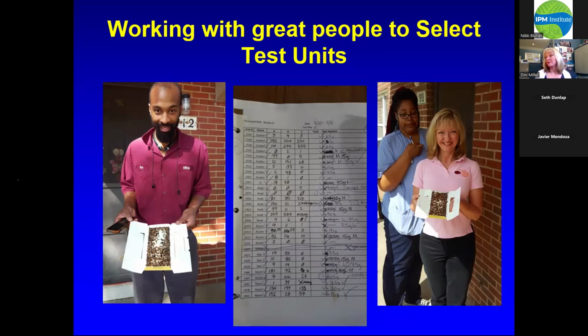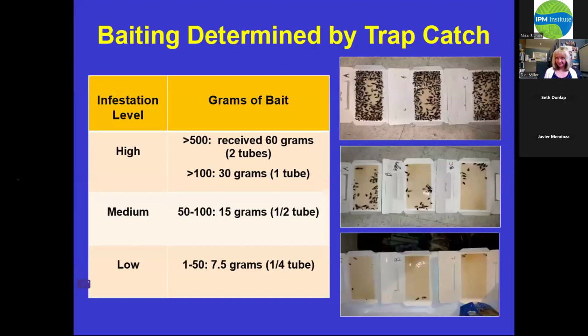Everybody always wants to say the cockroaches are coming from next door and stuff. But if you notice the top line there, we caught 3 roaches in A, 4 in B, 3 in C, and applied 7.5 grams. But then right next door, we have what, 282, 269, and 270. And that, of course, required the 30 grams of bait. So once again, our baiting was determined by the trap catch. In all 3 traps, 1 to 50, they got 7.5 grams or a quarter of a tube of bait. 51 to 100, half a tube of bait. 100, 1 tube. Over 500, they got 60 grams or 2 tubes of bait.